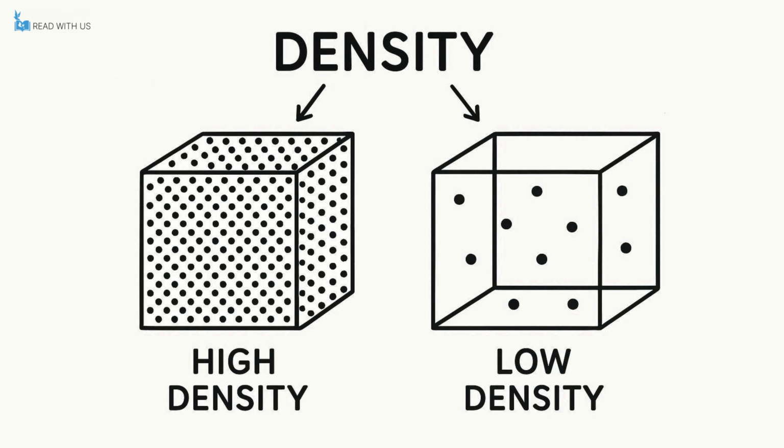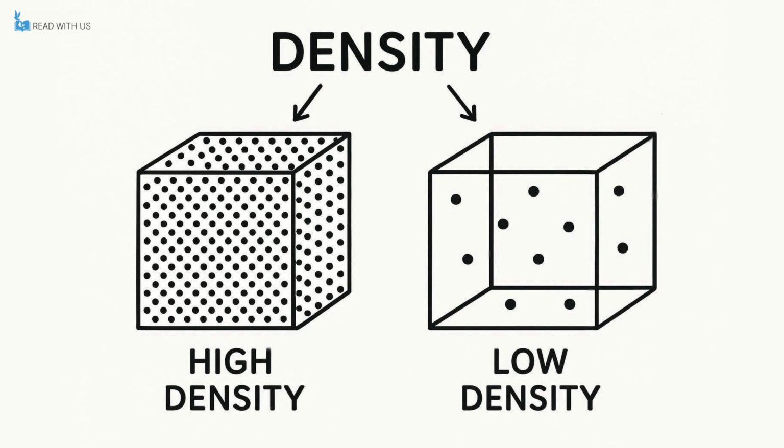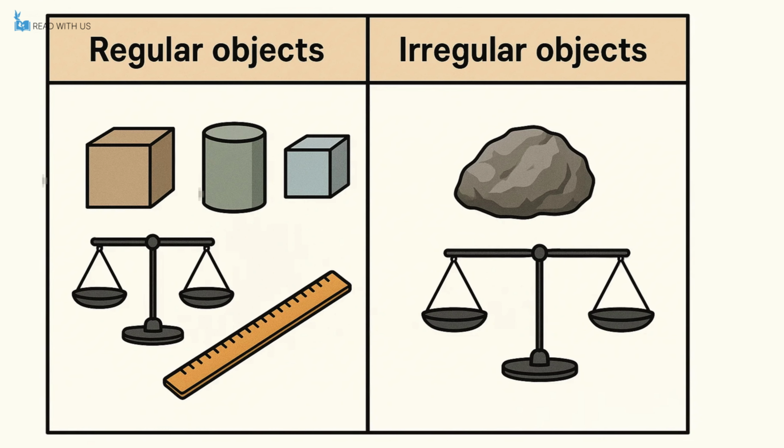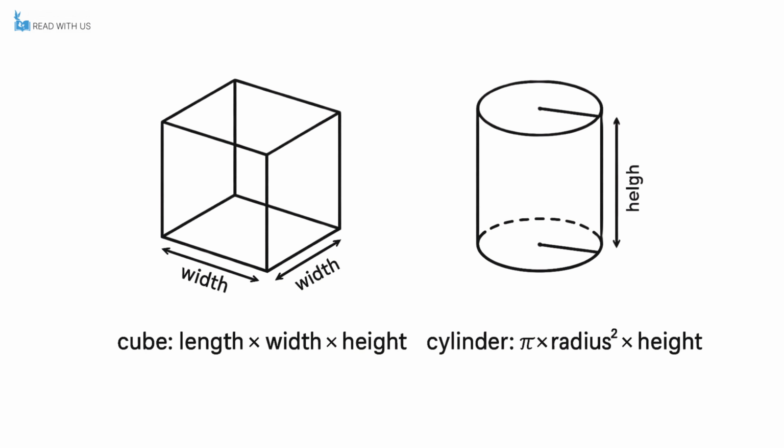Density tells us how much mass is packed into a certain volume. In this investigation, we want to find the density of both regular and irregular objects. Regular objects are shapes like cubes, cuboids, or cylinders where it is easy to measure length, width, and height to calculate volume. Irregular objects do not have simple shapes, so we find their volume using water displacement.